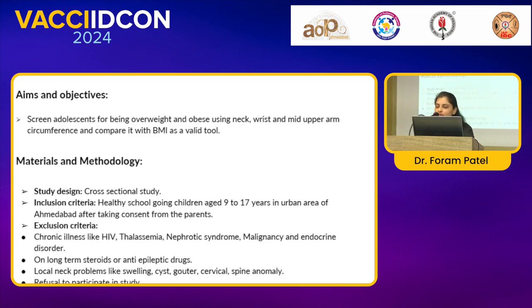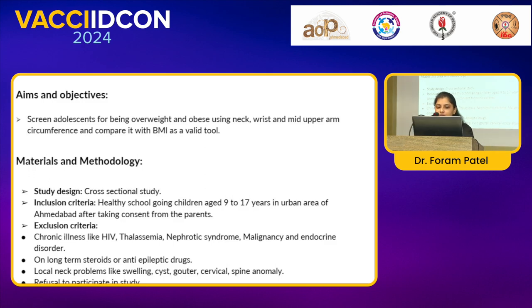The aims and objectives of this study were to screen adolescents for being overweight and obese using simple and non-invasive parameters like neck, wrist, and mid-upper arm circumference, and compare them with BMI as a valid tool. The study was a cross-sectional study.